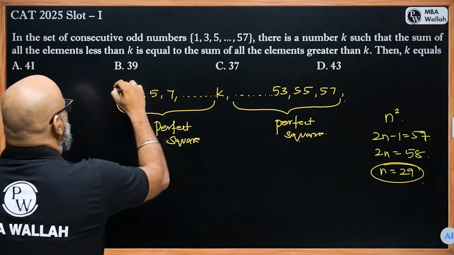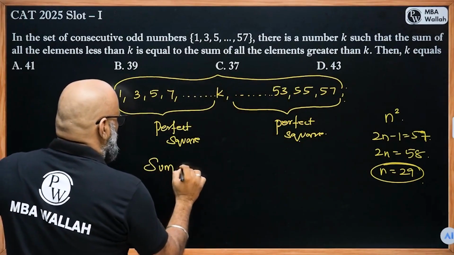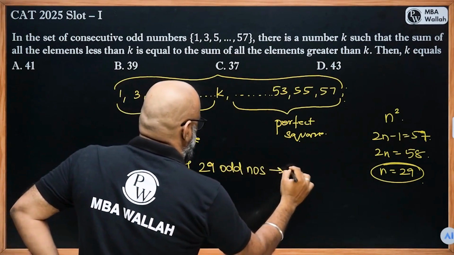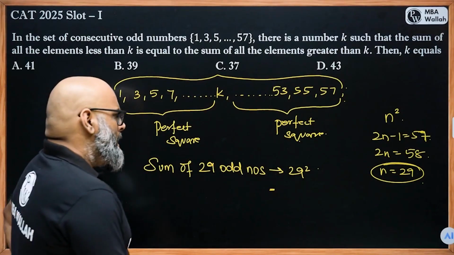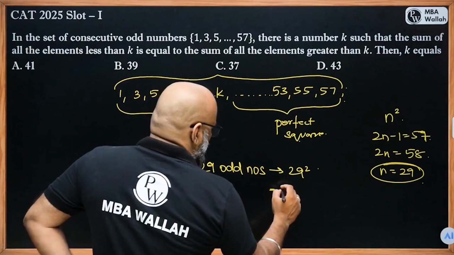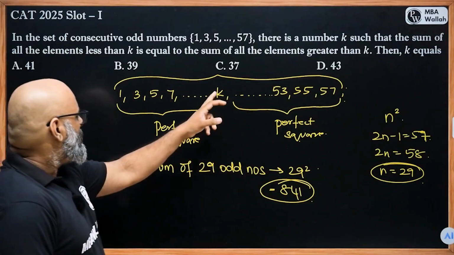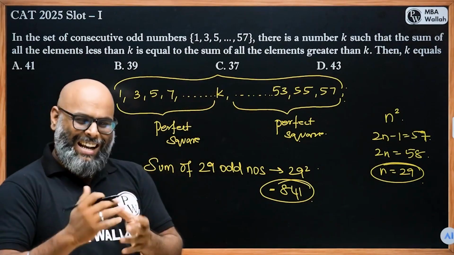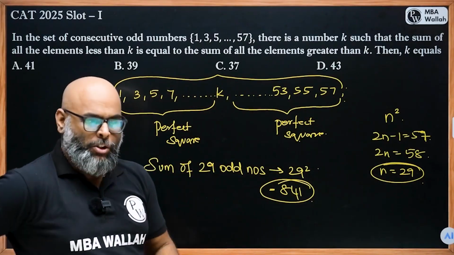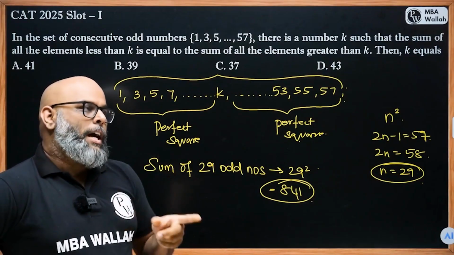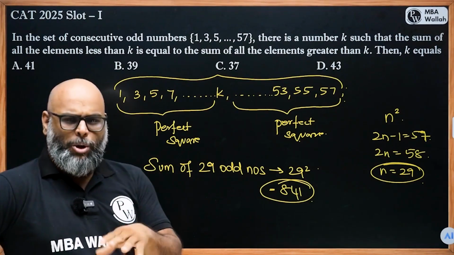Now what is the sum of all 29 odd numbers? Sum of 29 odd numbers will be 29 square. 29 square will be 729, 841. 841 it is. Which means this should be half of that, slightly lesser than half of it. This should be the other half because k is not counted on both occasions. So what is half of 841? Half of 841 will be 420 and odd.